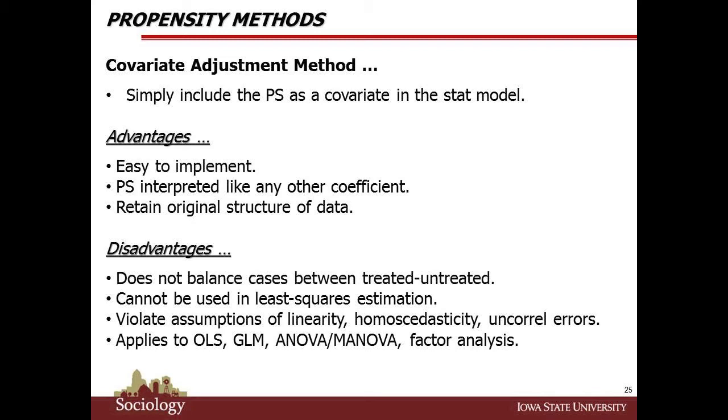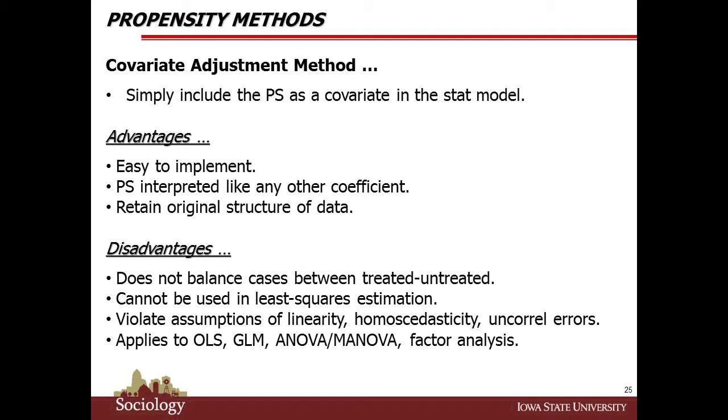Now, the homoscedasticity assumption is, OLS is pretty robust to violations of that, but just keep in mind that using the covariate adjustment does violate some of these assumptions, so the results of that outcome model are going to be less than ideal.